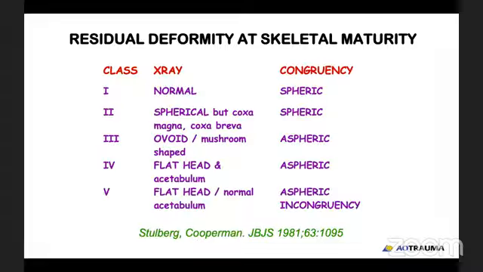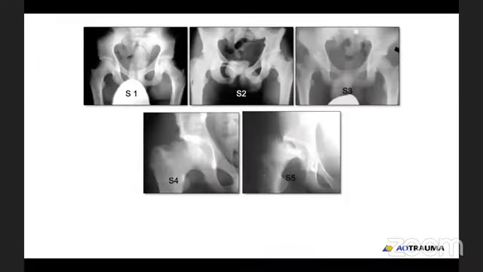So I think this classification is an important one to remember. It can only be used at the completion of skeletal maturity, as we have said, and classifies them into three types: spheric congruency, aspheric congruency, and aspheric incongruency.